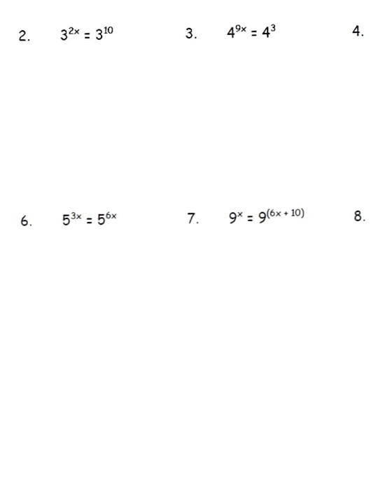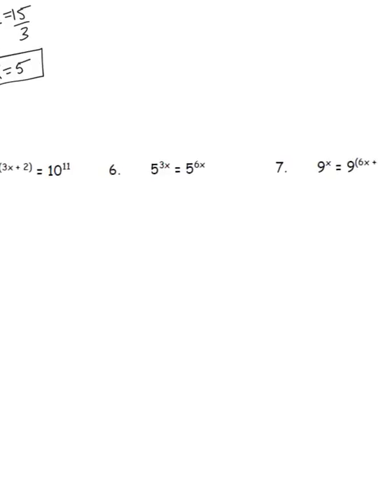Let's look at number 6. So the base here is 5. I can cross that out on both sides. And I'm going to be left with 3x is equal to 6x. Your goal here is going to be to get all the x's on one side. So you can either subtract 3x from both sides, or you can subtract 6x from both sides. I like to keep my numbers positive, so I think that subtracting 3x on both sides would probably be easier. So I'm going to do that.